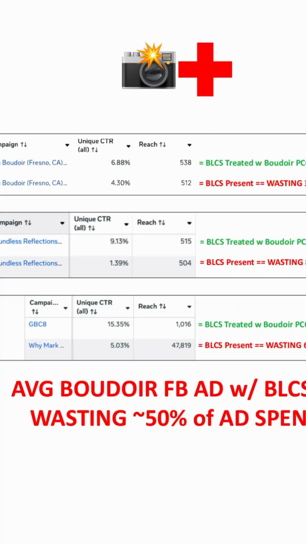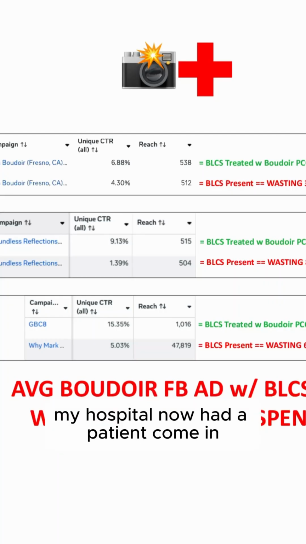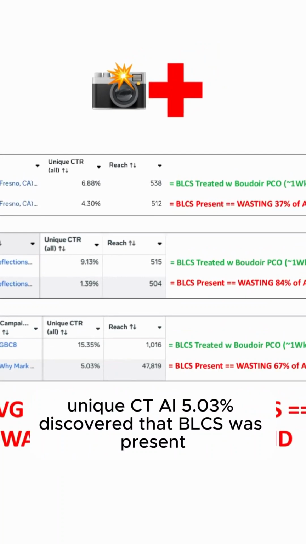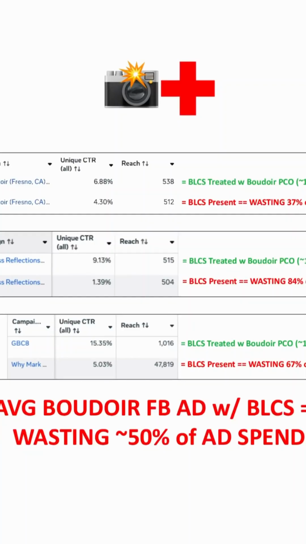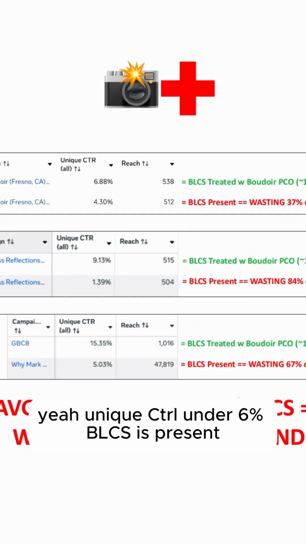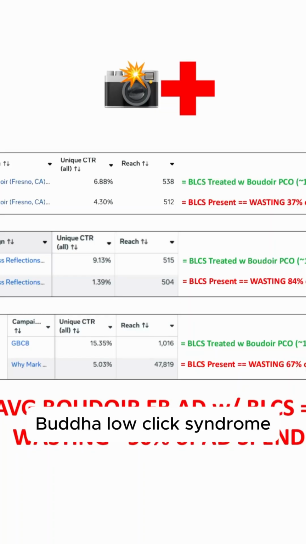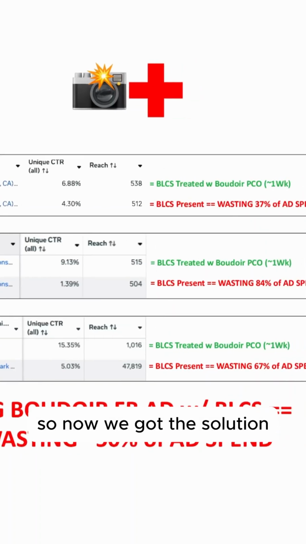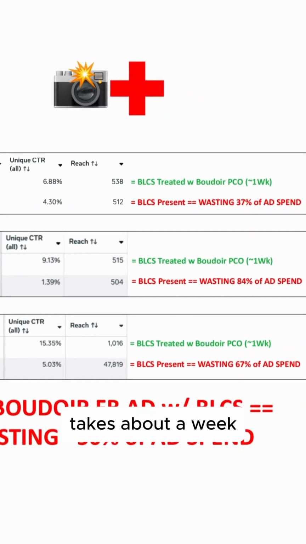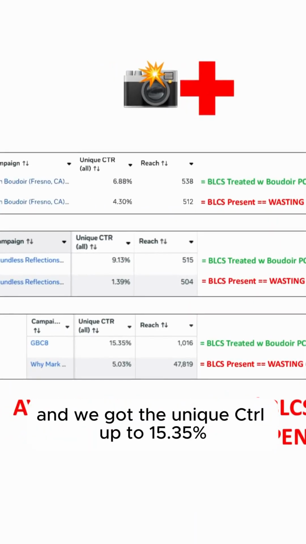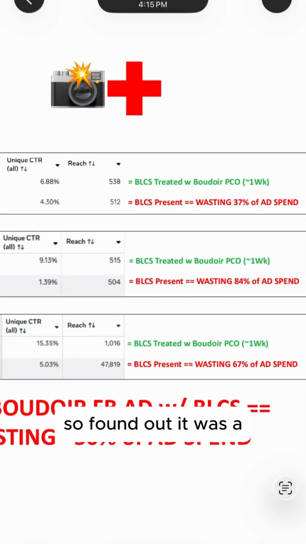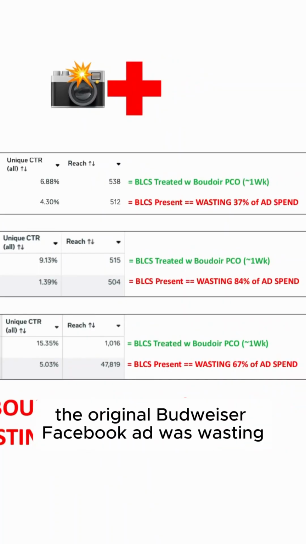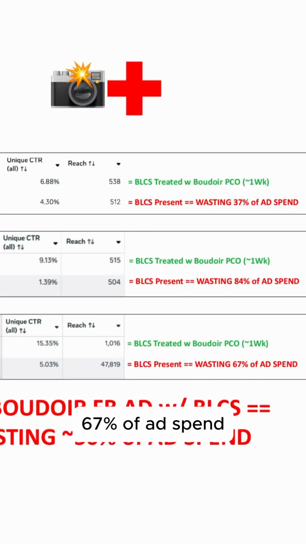Finally, my hospital now had a patient come in with a unique CTR of 5.03%, and we discovered that BLCS was present. Unique CTR under 6%, BLCS is present, Boudoir low click syndrome. So now we've got the solution. We can treat it with Boudoir Pico. It takes about a week. And we got the unique CTR up to 15.35%. So we found out the original Boudoir Facebook ad was wasting 67% of ad spend.